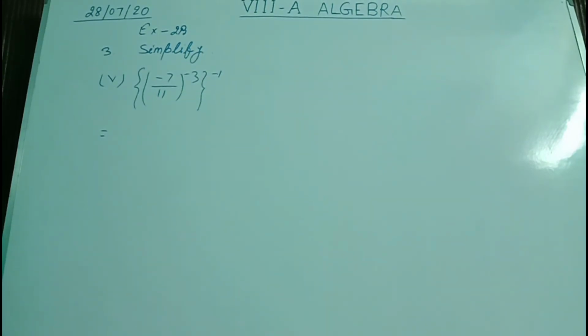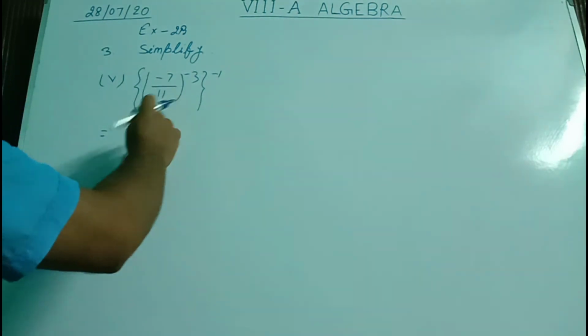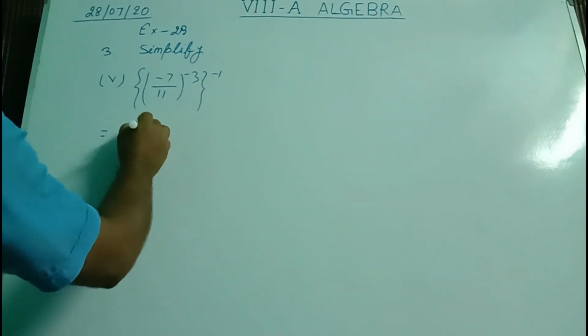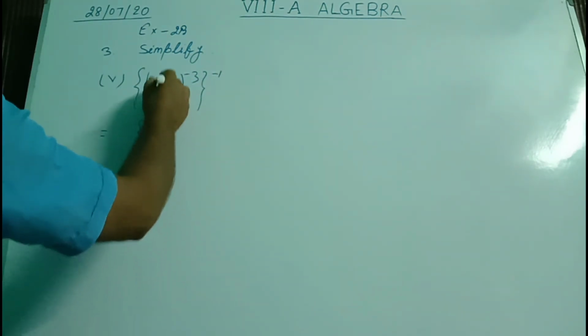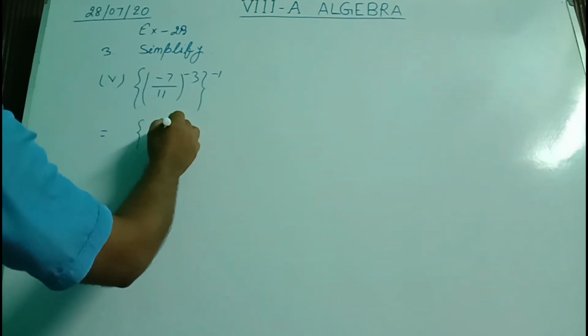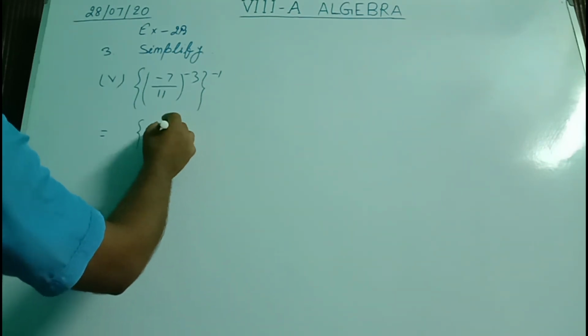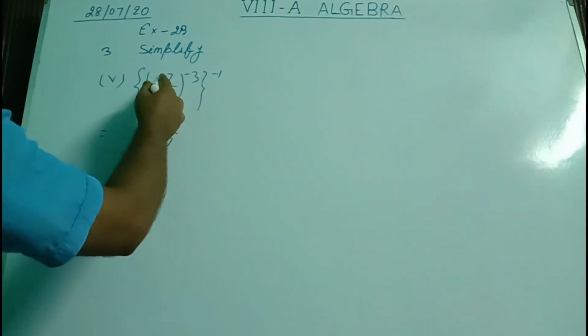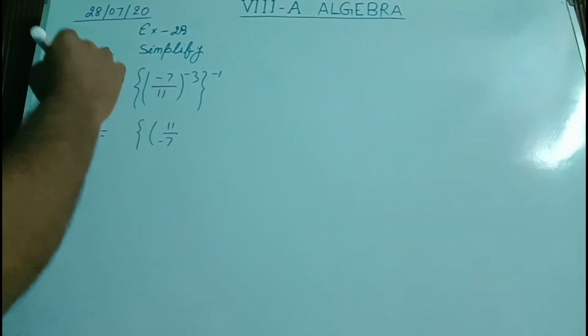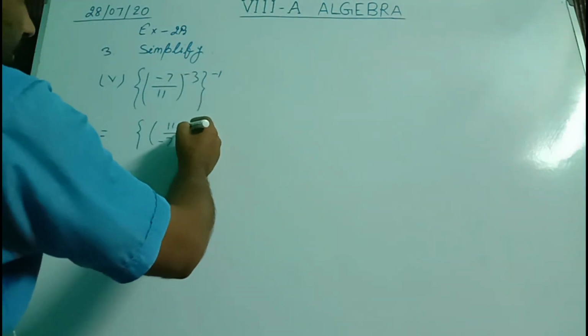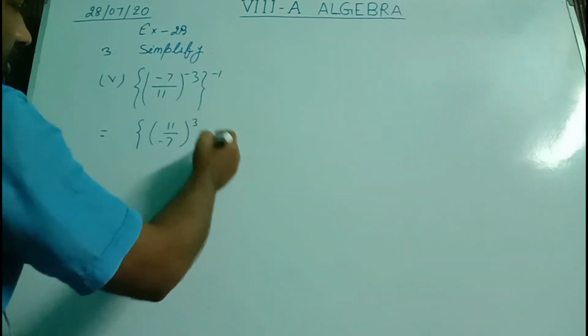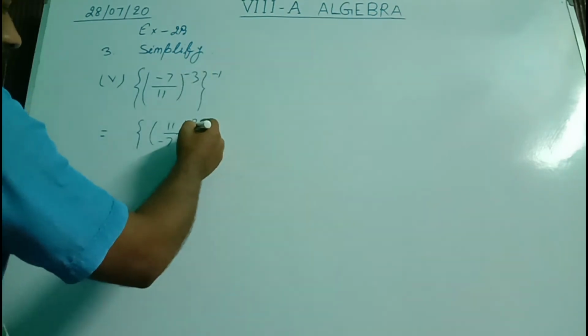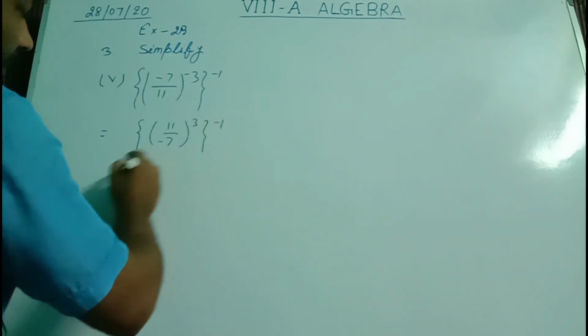Now Roman number 5, the question is (minus 7 by 11 to the power minus 3) and whole power minus 1. So first of all we will change this negative index into the positive index. For that we write the reciprocal of this, that will be 11 by 7. We can give minus anywhere with the numerator or with the denominator, so you should not have any confusion. I am giving this symbol with the denominator, that was already with minus 7. Now this is changed into the positive index, minus 3 will be written as plus 3, here power minus 1.